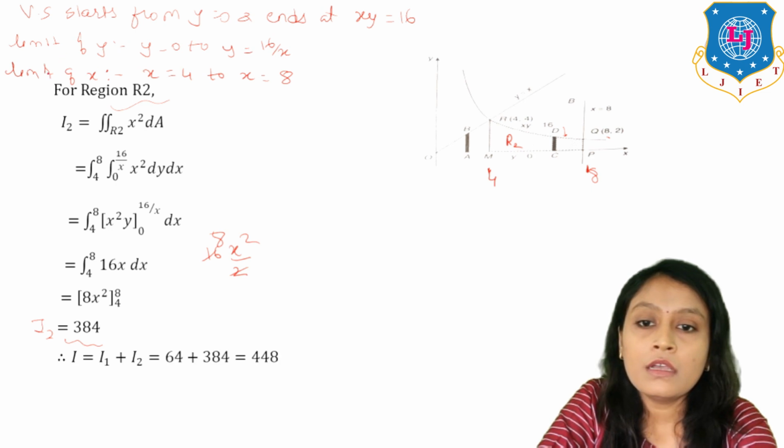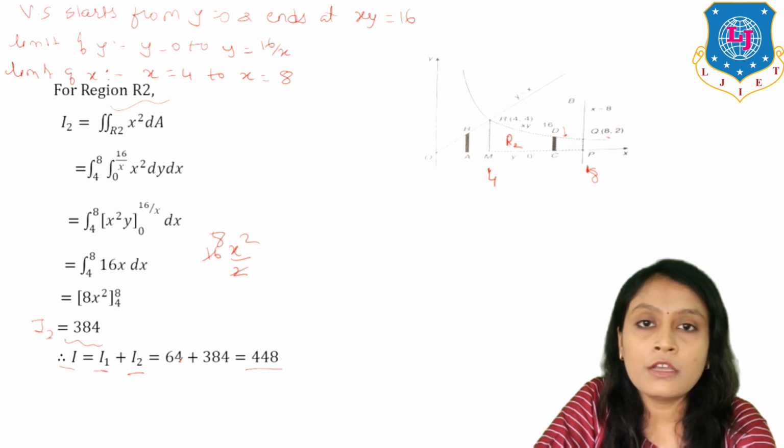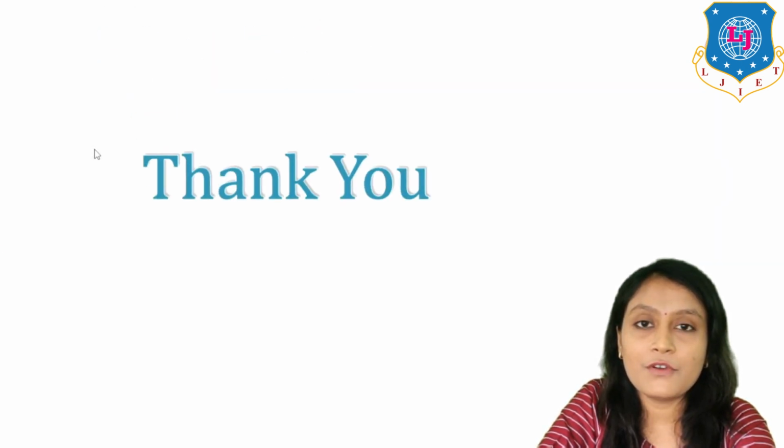Okay, now final answer, that is I. So I1 plus I2, integration over a region R1 plus over a region R2. So 64 plus 384. So the final answer of the I is what? 448. Okay. So I hope you have understood throughout the session.